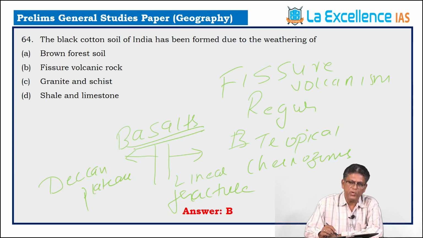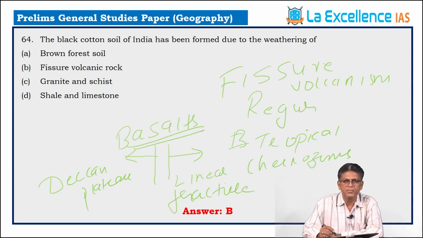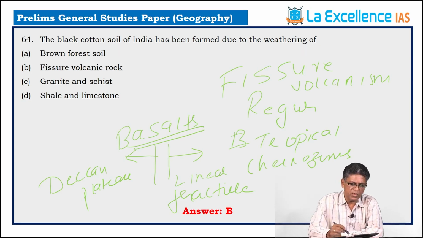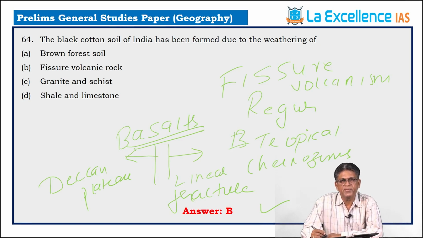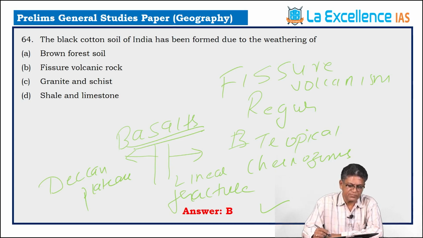These fissure volcanic rocks, which are basalts, have undergone weathering and have given birth to the clay-rich black cotton soils, which are very, very rich incidentally in clay. So these are the black cotton soils which are rich in clay, born from this fissure volcanic rock basalt. So the answer for 64 is B. This is to a certain extent conceptual because it is tapping the birth of a particular soil type of the landmass of India from a particular type of rock, where the origin of the rock itself is part of the answer. Fissure volcanic rock, which is B.